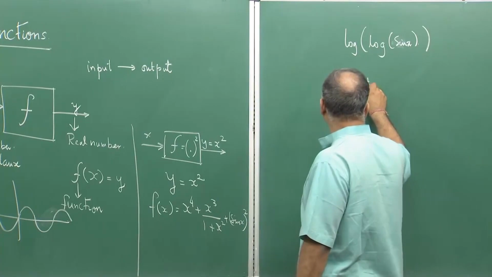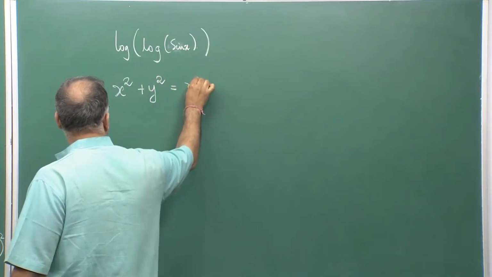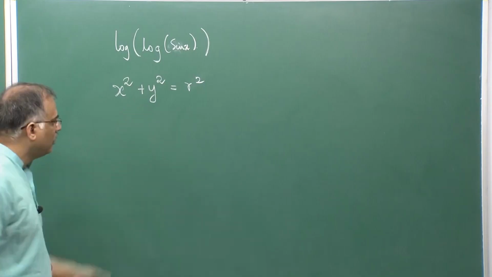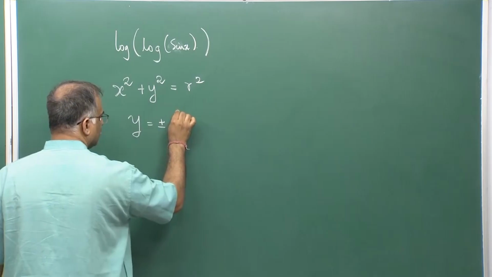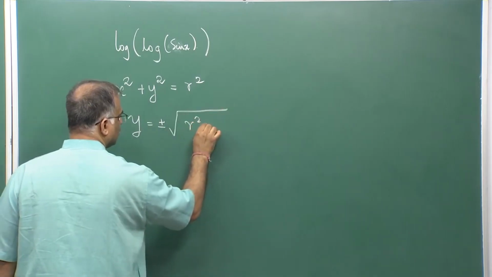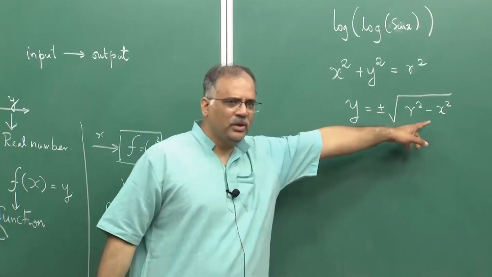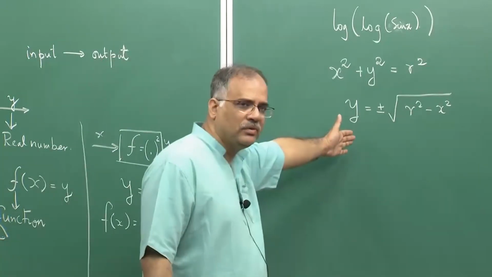one of the most useful formulas you have learned in high school is the equation of a circle centered at 0 with radius r. Now, is y a function of x here? Here y can be written as plus or minus square root of r squared minus x squared. So you see, corresponding to every x there are two y's. So, the y is not uniquely determined. So, this is not a function.